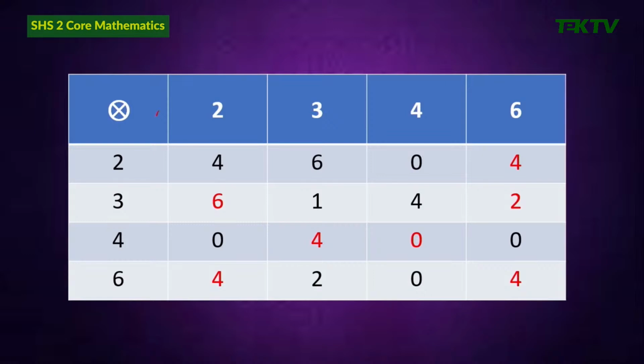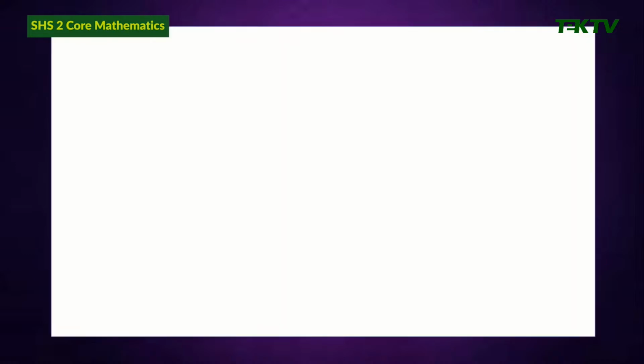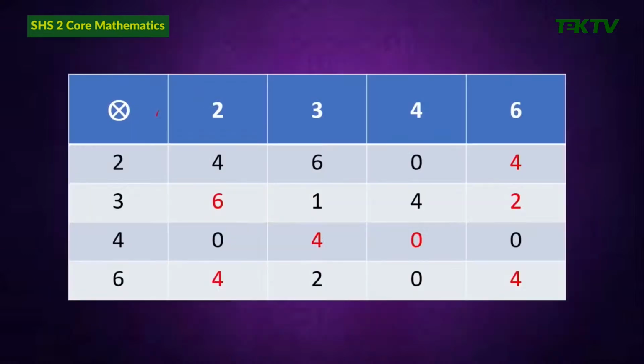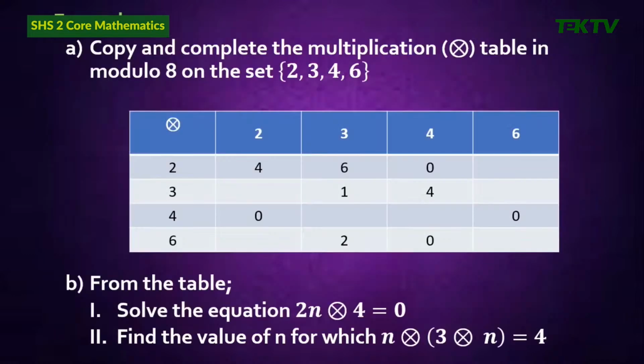So we move to the B part, or the II part. It was supposed to work, but I made changes in the table. The second part, 2 into bracket 3 times n. Let me refer you to that question. Find the value of n for which n times, into bracket, 3 times n will give you 4. So let's check that one also.